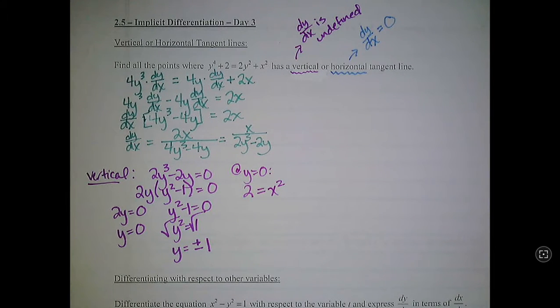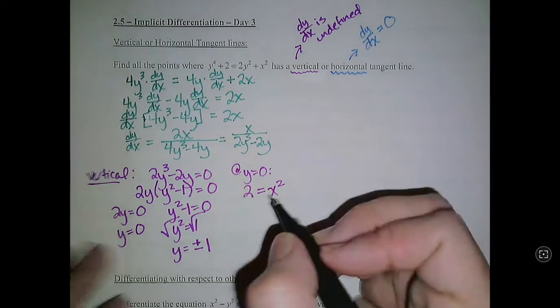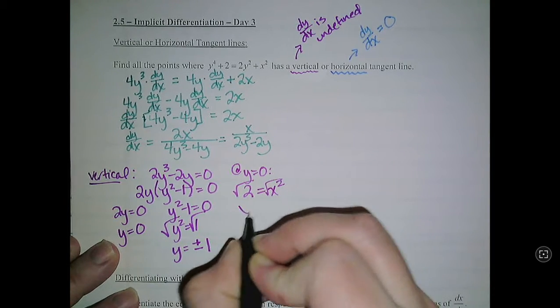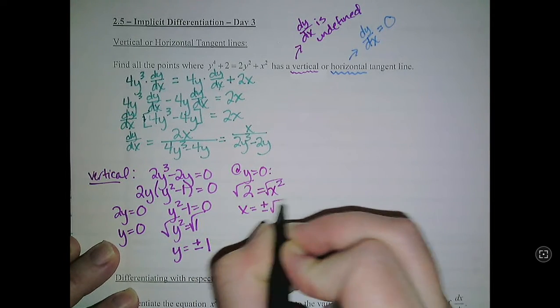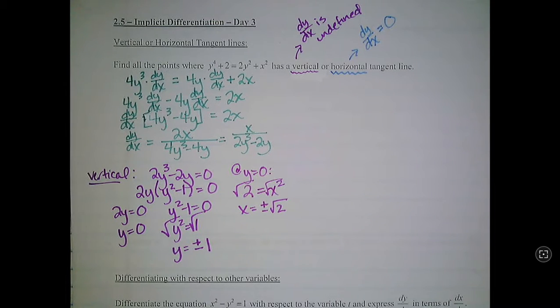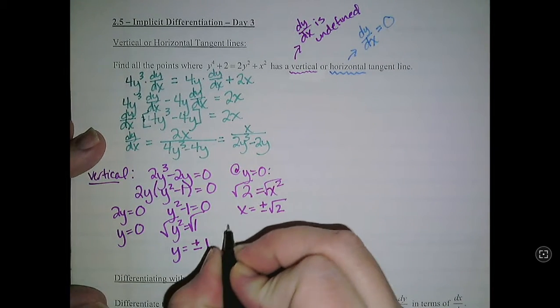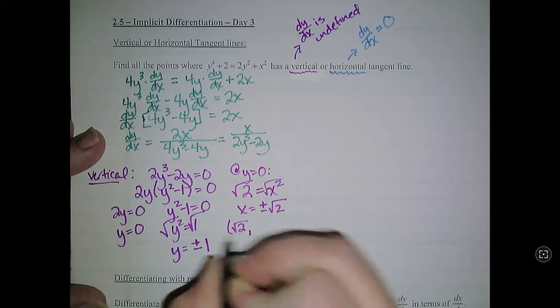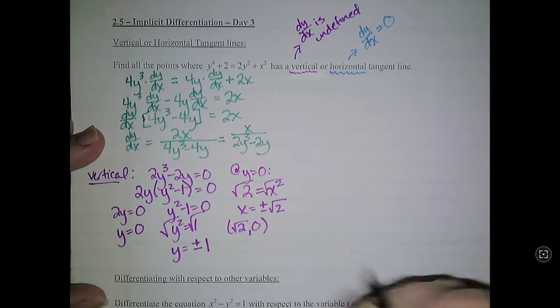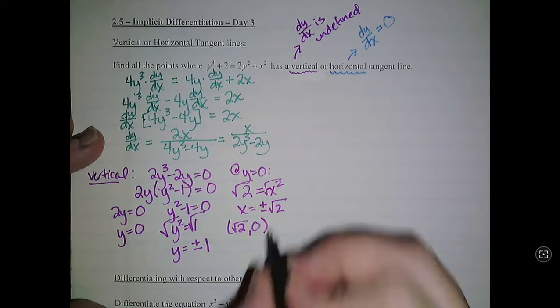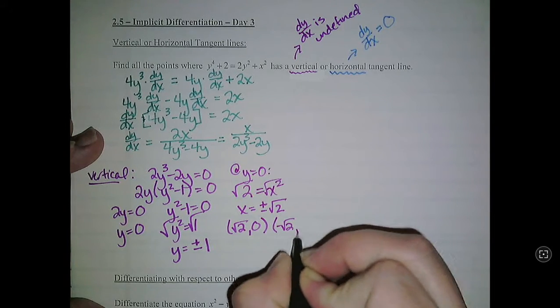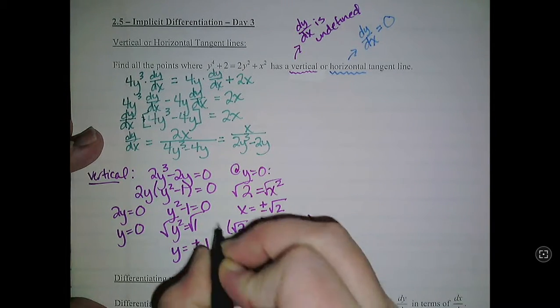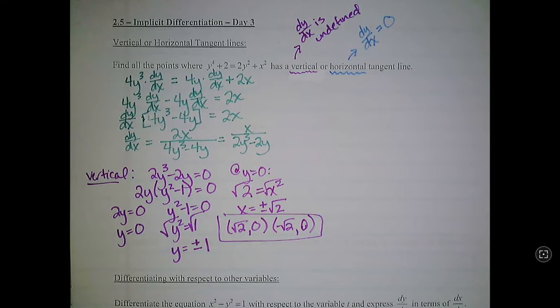And then from there, I would just have to take the square root of both sides. So I get that x is equal to plus or minus the square root of 2. So at y equals 0, we actually have 2 points on our graph where y would be equal to 0. We have one at the positive square root of 2, so x would be square root of 2, y would be 0. We also have one where x is negative square root of 2, and y would be 0. So 2 points where we could have vertical tangent lines so far.